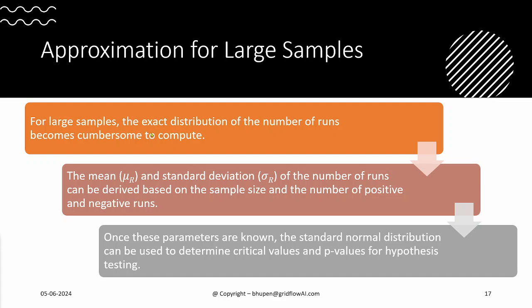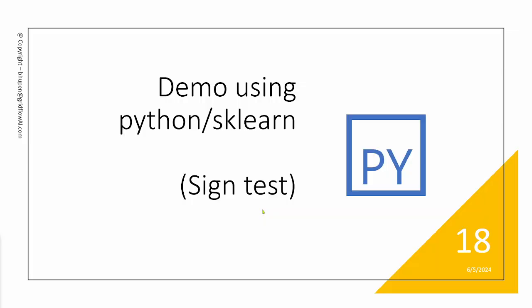Exact means exact, so we go with the approximation. In order to get the approximation, we have the mean and standard deviation of the number of runs that we derived in the previous step, and that can be utilized to get the distribution. Once these parameters are known, you can plot a distribution, and that will help us determine the critical values and p-values for the alpha level.